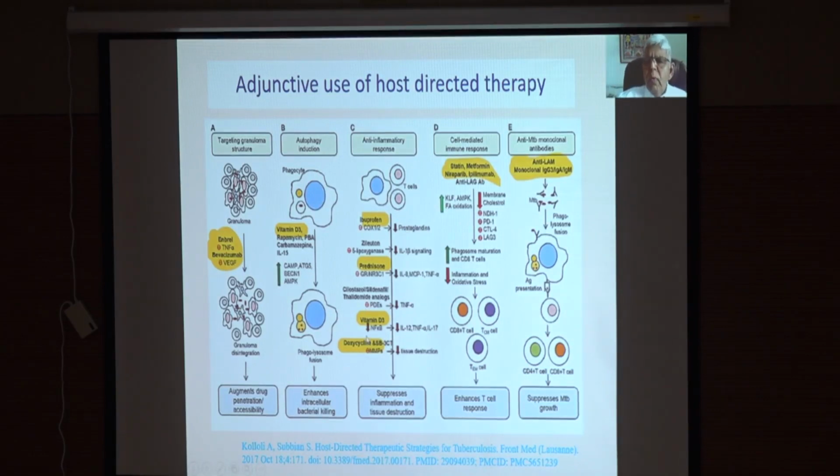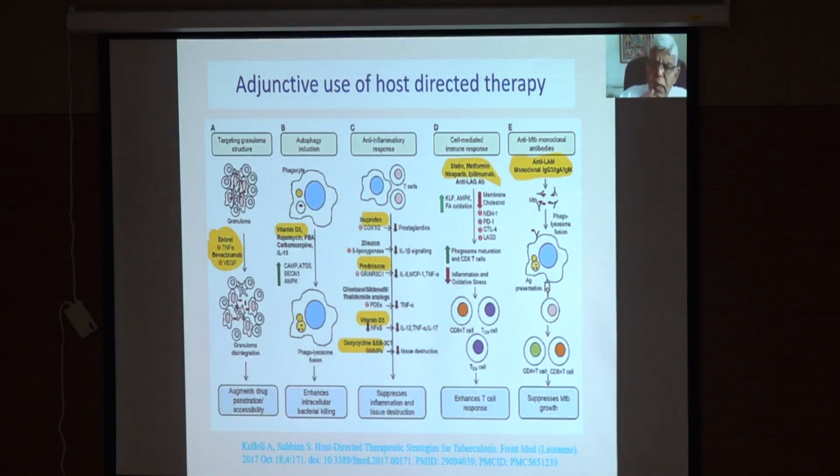I've told you about the anti-inflammatory response using corticosteroids. There is accumulation of lipids within the phagocytes, and statins are being tried now to eliminate those, which makes the cells rather sluggish in their activity. And then there are a variety of mechanisms to strengthen the formation of the phagolysosome.